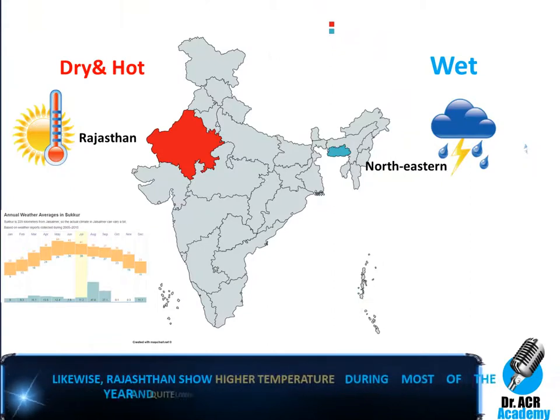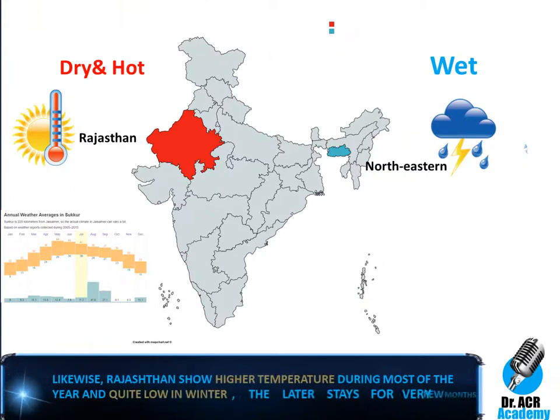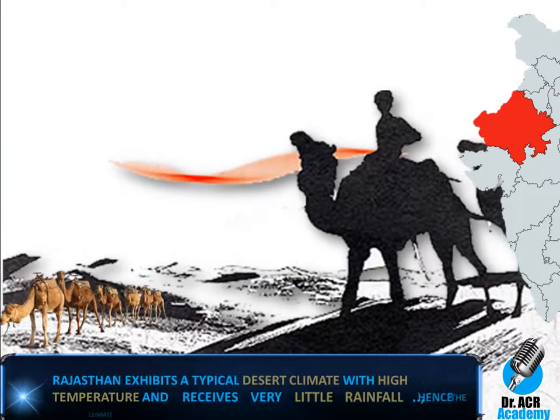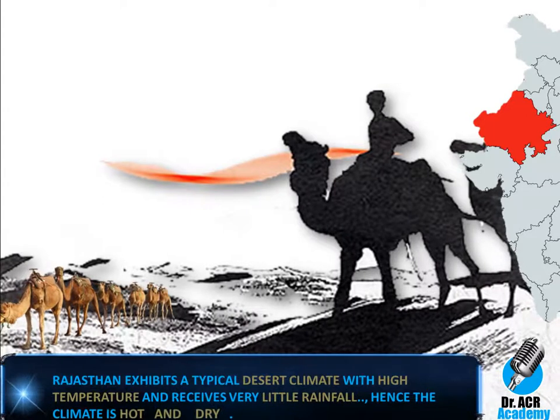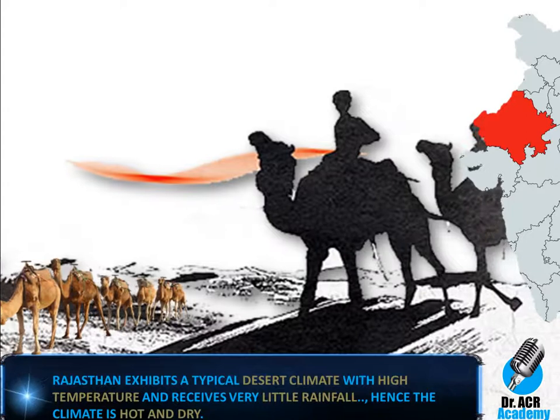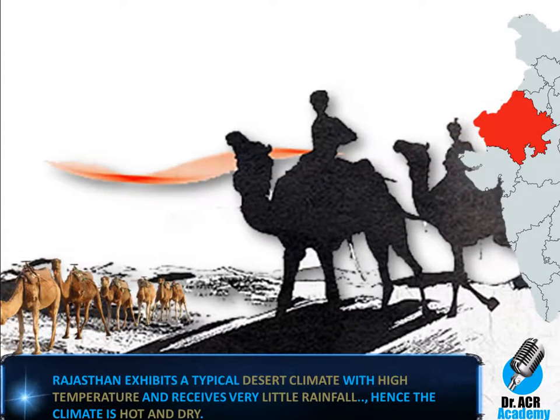Likewise, Rajasthan shows higher temperature during most of the year and quite low in winter, which stays for very few months. Rajasthan exhibits a typical desert climate with high temperature and receives very little rainfall. Hence, the climate is hot and dry.